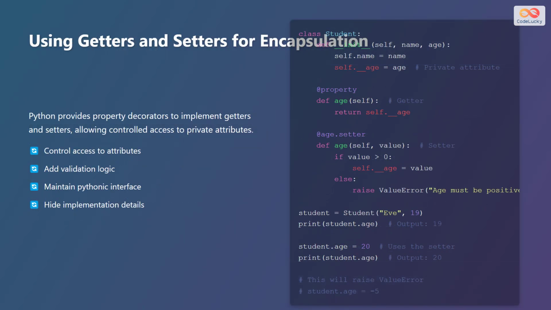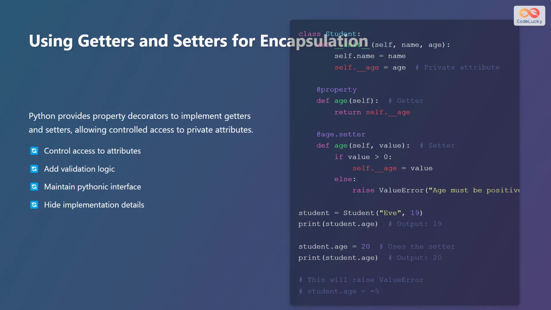To better control access to private attributes, we can use getters and setters. Python provides property decorators to implement getters and setters, allowing controlled access to private attributes. Getters are used to retrieve the value of an attribute, while setters are used to set the value of an attribute, often with added validation logic. This helps maintain a Pythonic interface while hiding implementation details.